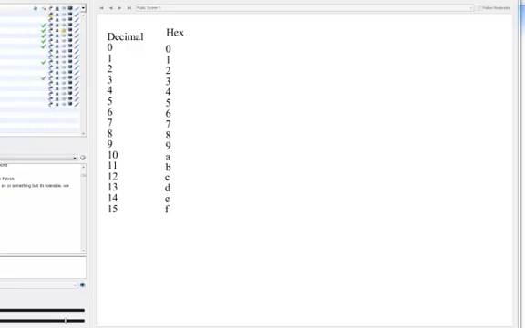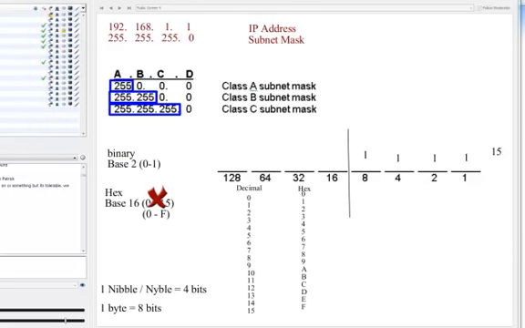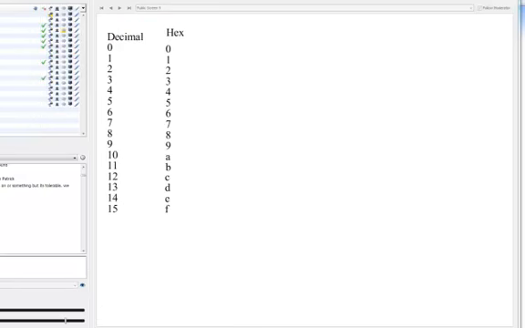So again, we got our 4 bits. Let me go up here for a second. All right, we're only going to use the first half. Let's draw a line. We're not going to use the left half. We're only going to use the right because that's what hex is all about. Those are the placeholders for hex. It's only 1, 2, 4, and 8.